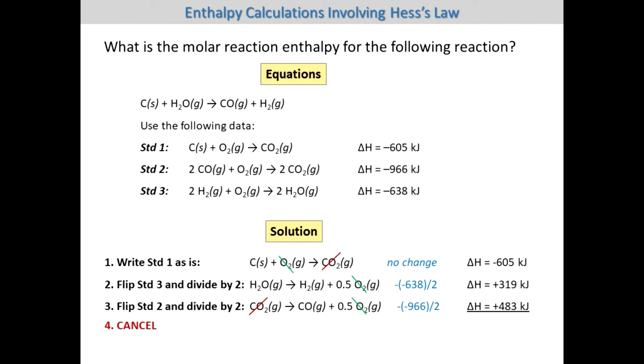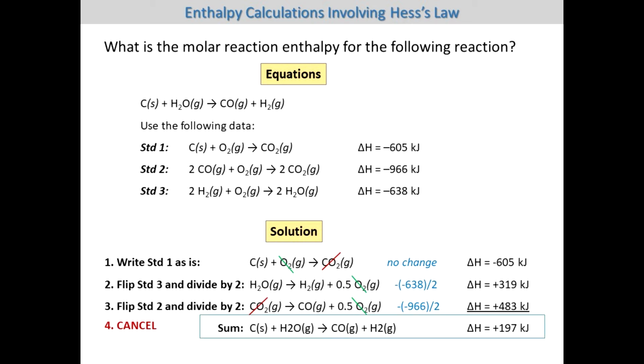I then cancel out any of the species that do not show up in the target equation, and they must all be balanced. In this case, we have 1 oxygen, O2, on the left side. We have 1 total oxygen, O2, on the right side. They cancel out. We have carbon dioxide on the right, and we have carbon dioxide on the left. They cancel out. When I cancel out, I summarize this equation. I add the values, and I have my delta H for the reaction of carbon solid plus water gas, giving carbon monoxide gas plus hydrogen gas.